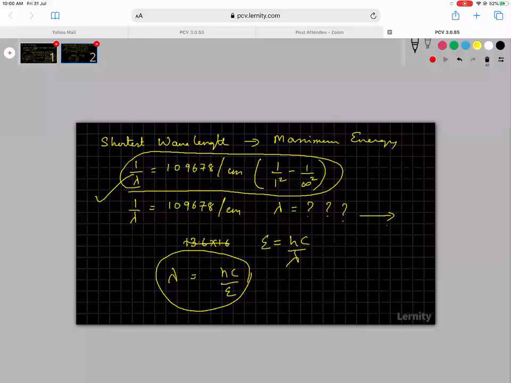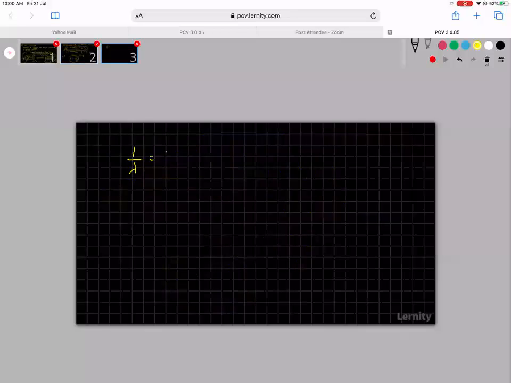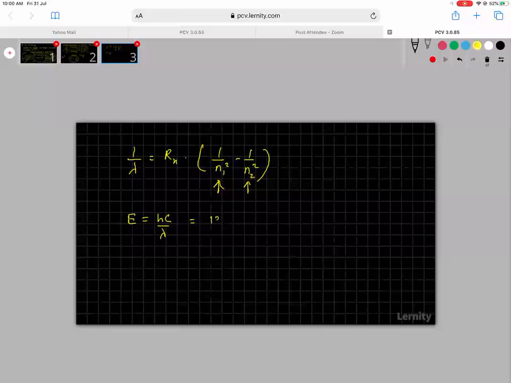In many questions, the Rydberg's constant will be given to you. This is how you have to work with it: 1 by lambda is equal to RH into 1 by n1 squared minus 1 by n2 squared. This is the lower quantum number, this is the higher quantum number. I am saying that energy is equal to hc by lambda. What is energy going to be equal to? 13.6 into 1.6 into 10 power minus 19 into 1 by n1 squared minus 1 by n2 squared.